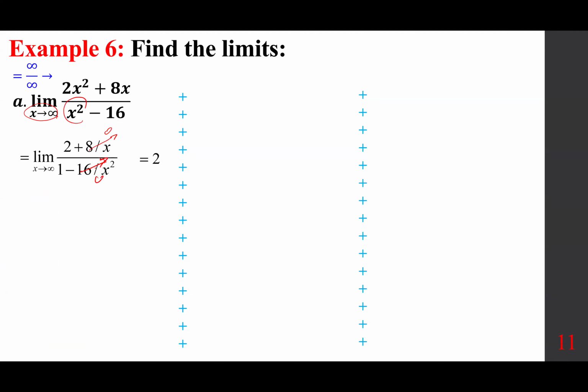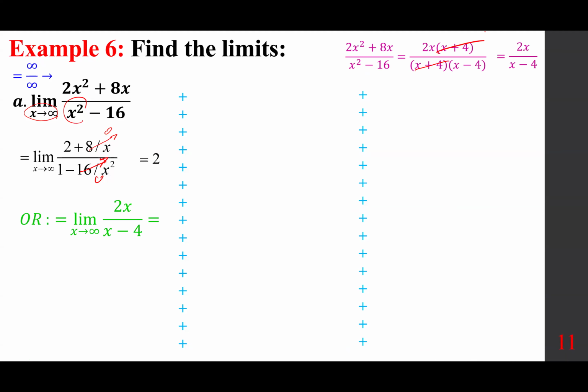However, a better course of action is always to simplify first, meaning you can factor this one into 2x over x minus 4. And the methodology is the same. Because x is approaching infinity, you divide by the highest degree term in the denominator, which gives you the same answer because this goes to 0. But I just wanted to make sure that you understand both methods work.